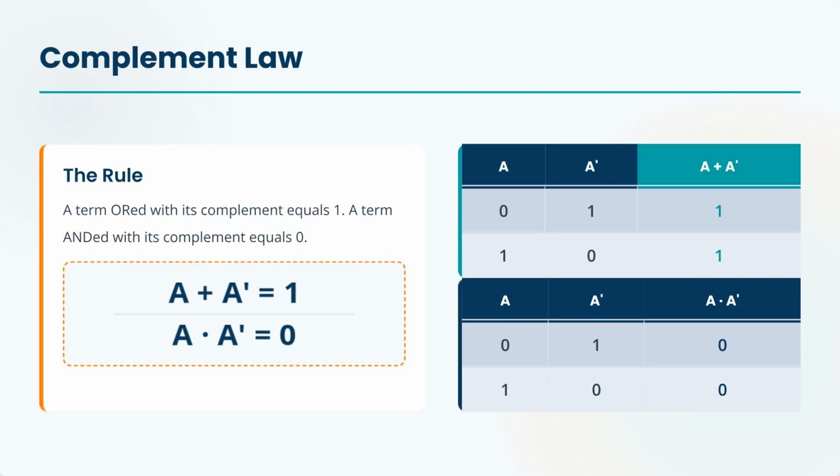The complement law states that a term ORed with its complement equals 1, and a term ANDed with its complement equals 0. The rules are A plus A-bar equals 1 and A times A-bar equals 0. The truth tables illustrate these complementary outcomes.